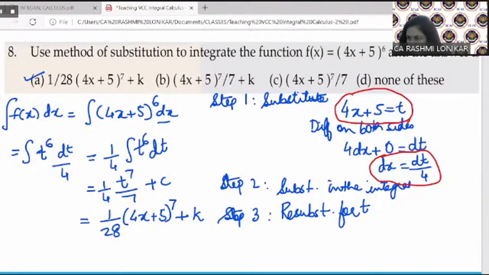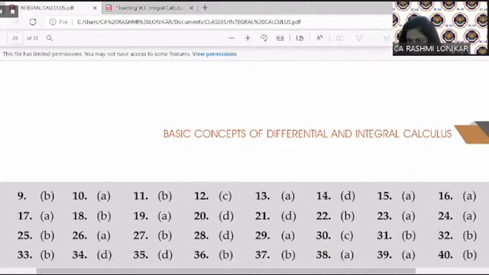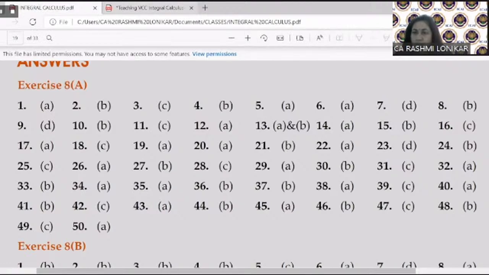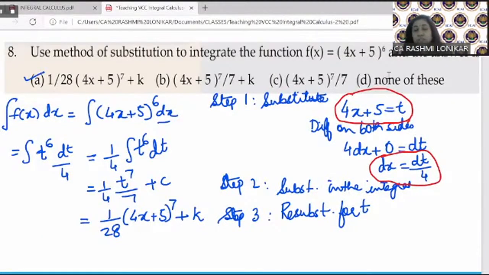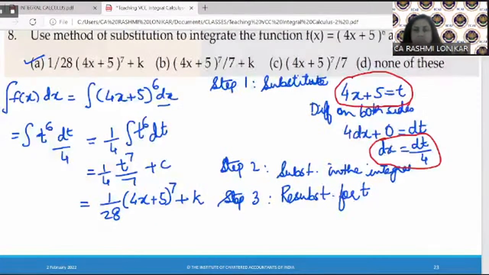Kadir, you're saying the answer is B? No, no, no. That's not possible. A is the correct answer. You are looking at question number 8 of exercise 8A. We are doing 8B. 8A is for differential, 8B is for integral. So by mistake you are seeing the answer over there for 8A. So 8B, question number 8, the answer is A.